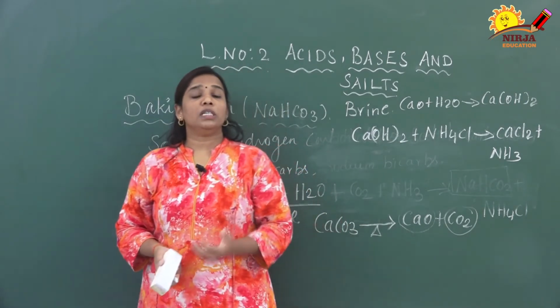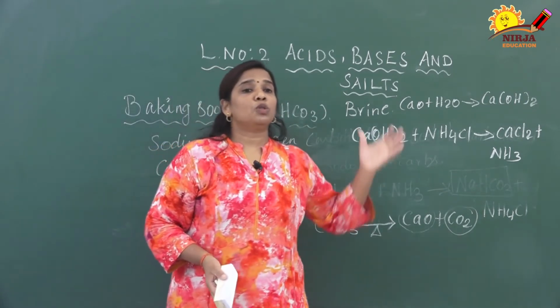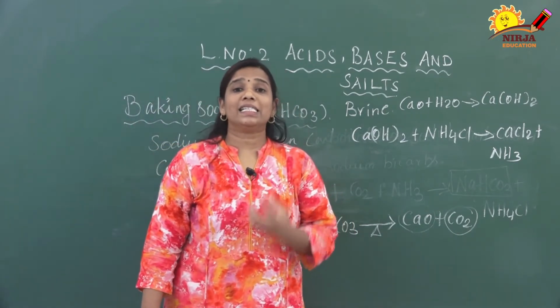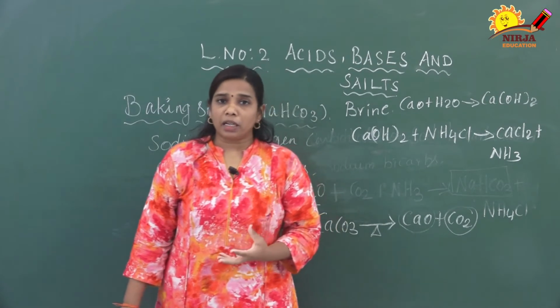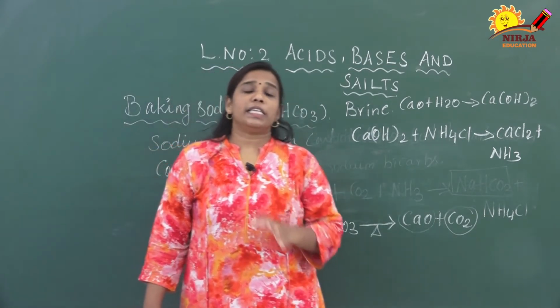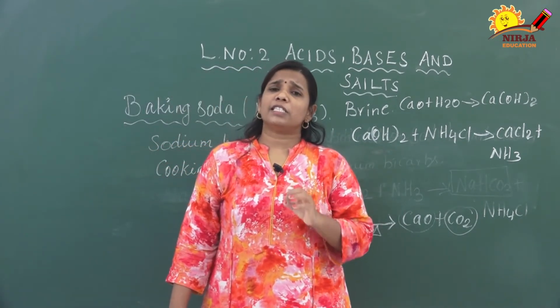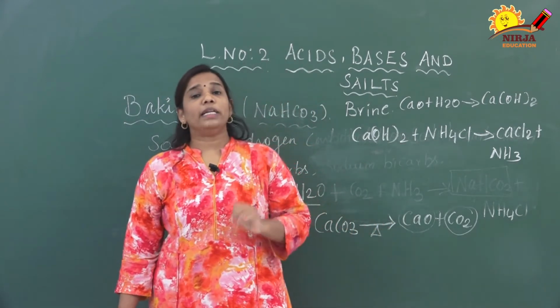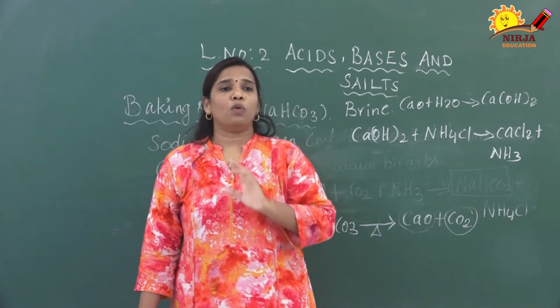Next we are going to the physical properties of sodium bicarbonate. Normally sodium bicarbonate is a white crystalline solid. It is white in color, crystalline in nature, and at the same time it is solid. It appears as a fine powder. The first property is white crystalline solid, appearing as a fine powder.